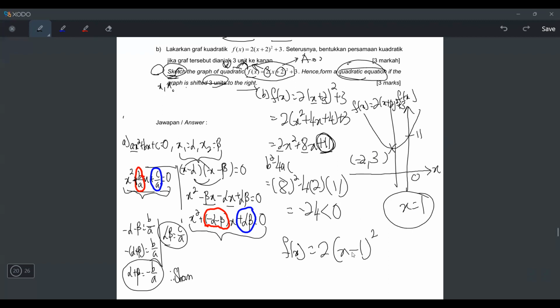Yes, you have to change the sign, right? That's why even though this is negative 2, they write plus 2 here. So this is minus 1. And then plus 3. What about the plus 3? What do you think I'll write here? I will write plus 3 also.